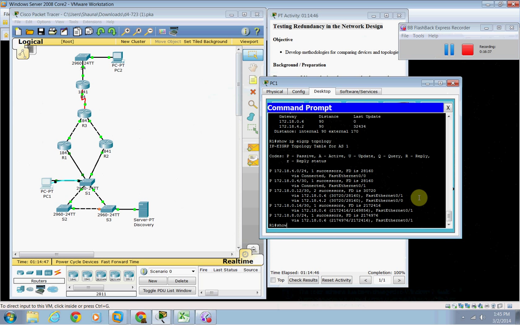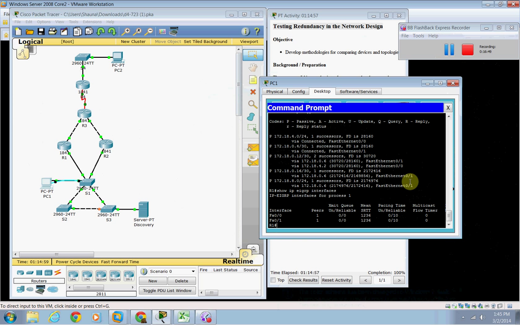So now let's do show IP EIGRP interfaces. So it tells us that FA0/1 and FA0/0 are both EIGRP interfaces. Okay.